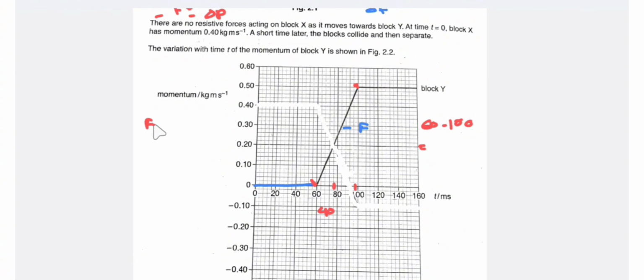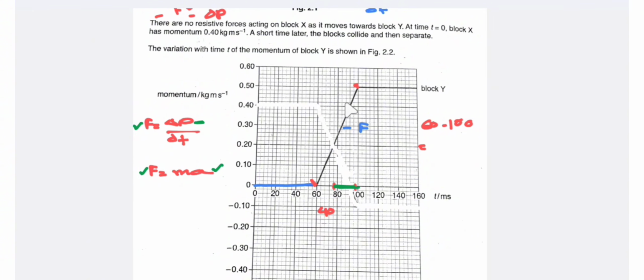So we know that resultant force is equal to change in momentum by change in time. Also we know that resultant force is equal to mass into acceleration. So from 80 to 100 millisecond, we can see that there is a change in momentum. Since there is a change in momentum, there must be some resultant force. And since there is a resultant force, there must be some acceleration. So acceleration has some value.